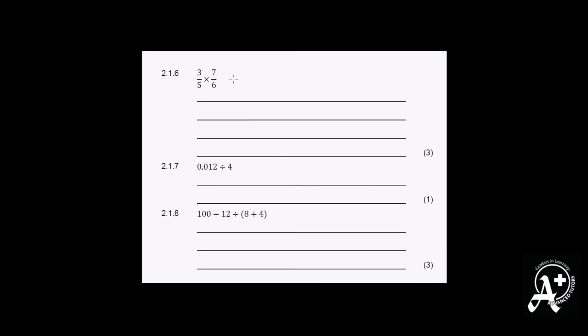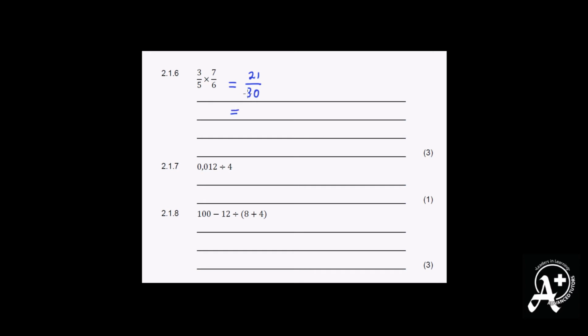In 2.1.6 we've got 3 over 5 multiplied with 7 over 6. So when we are multiplying with fractions, we know it's quite simple. So we simply multiply the numerators with one another and the denominators with one another. So we know that would be top times top, bottom times bottom. So in this case we would have 3 times 7 gives me 21, and 5 times 6 gives me 30 at the bottom.